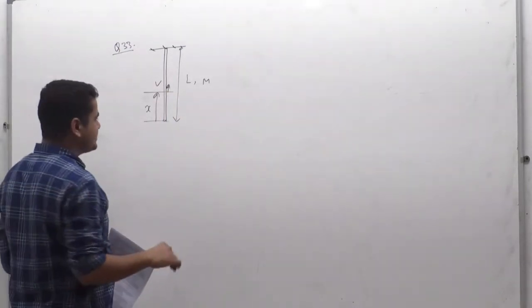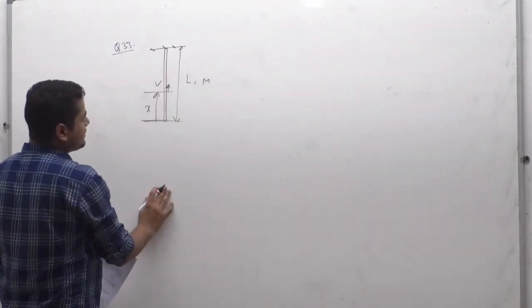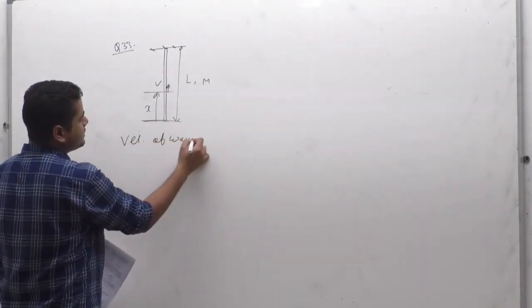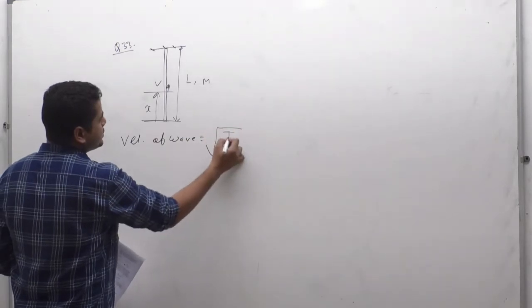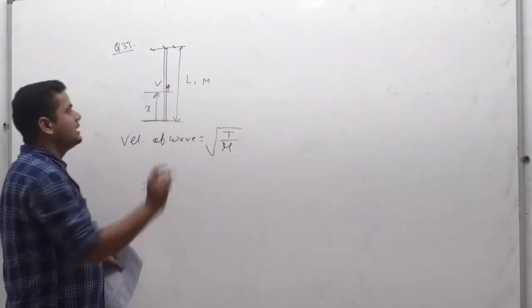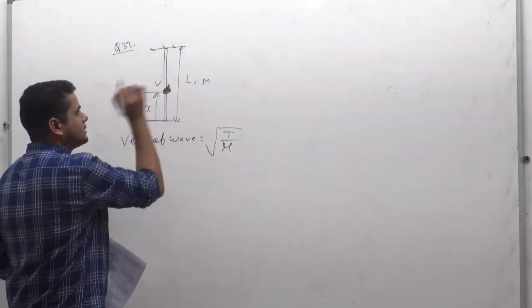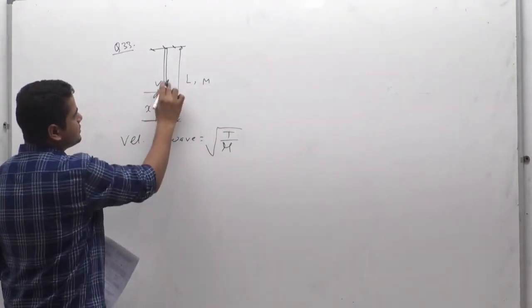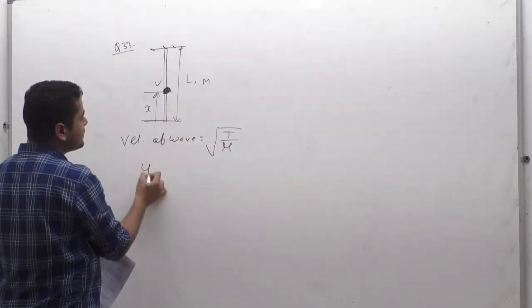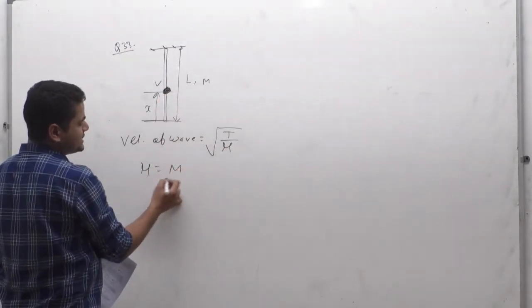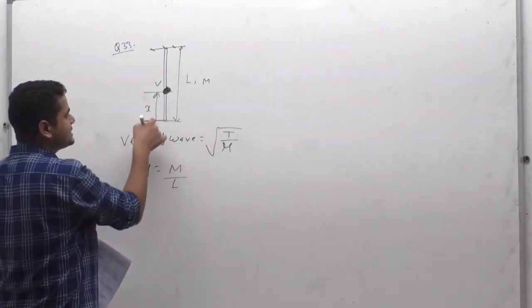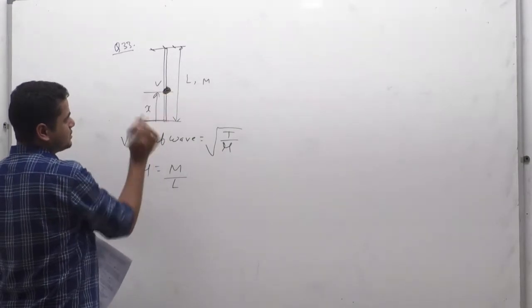So it's very simple. What we can do, we know the velocity of transverse wave is equal to under root of T upon mu. What is T? T represents tension at that point. So this is the tension. So basically once the tension is given, and what is mu? Mu means mass per unit length. Total mass is M, total length is L. So indirectly you have to find the tension at a distance x from the free end. So how to find tension?